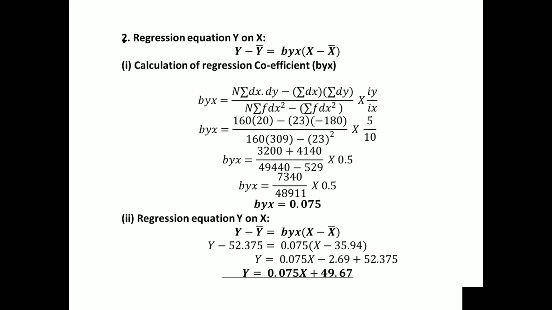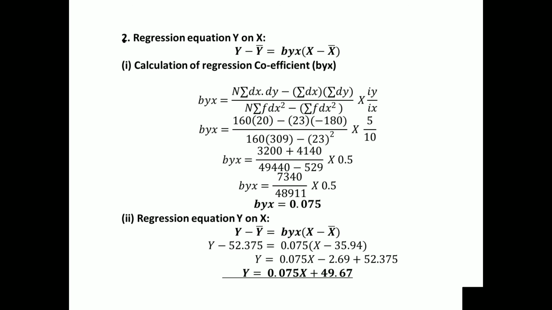So here byx is equal to n into sigma f dx dy minus sigma f dx into sigma f dy, divided by n into sigma f dx square minus sigma f dx whole square, multiplied by c. Here the class interval of y comes to the numerator and the class interval of x goes to the denominator part. When we substitute the values into this equation and solve it, we will obtain the byx coefficient, that is 0.075.